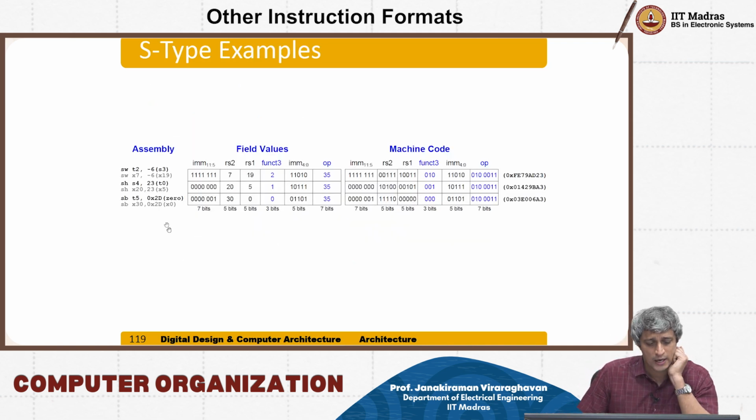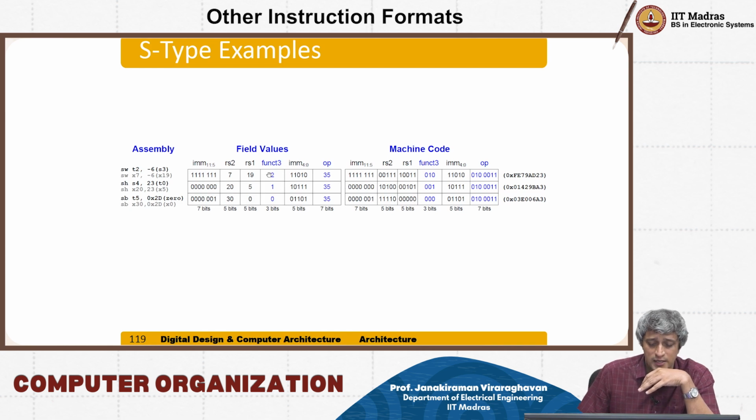So you look at this, SW is to store a word. Essentially what you are saying is store word T2, comma, minus 6 (S3). So this is basically saying store word x7, minus 6 (x19). In this case RS1 is 19, and RS2 is 7, and the immediate data is minus 6, which is split across like this. And now the opcode has to change because this is a store type of instruction, and therefore that is 35.